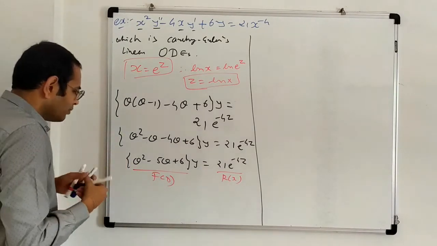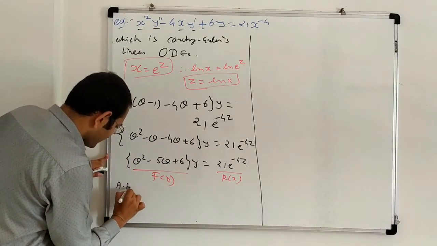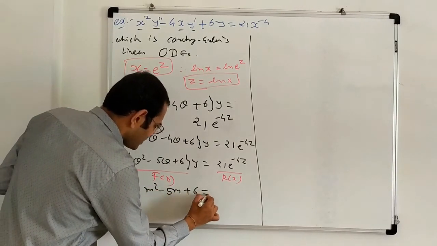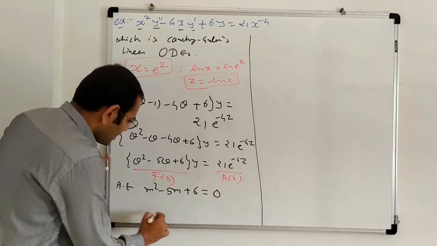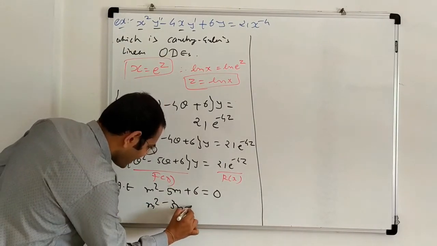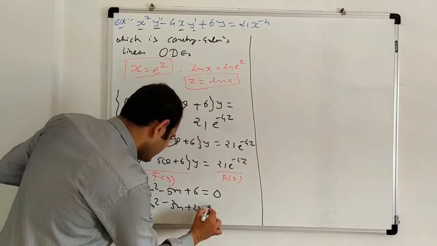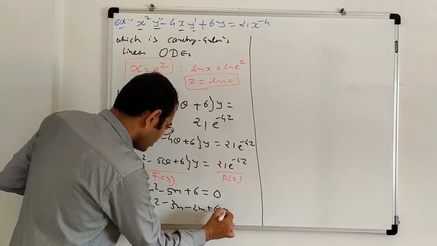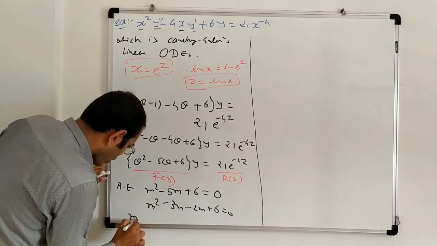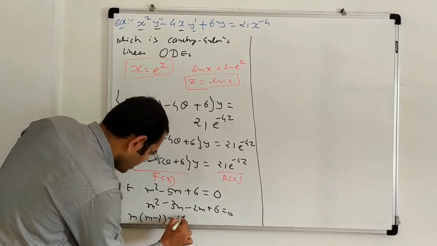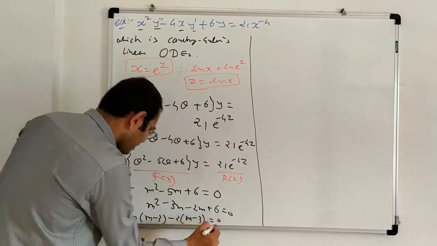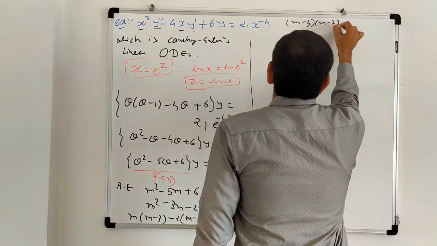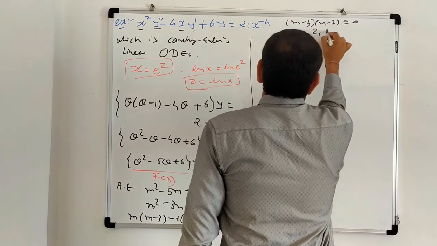Then factorize this term. Our auxiliary equation is m square minus 5m plus 6 equal to 0. Then 3 twos are 6. Then m square minus 3m minus 2m plus 6 equal to 0. In this term, m common, then we get m minus 3; minus 2 common, that is m minus 3 equal to 0. Then we get m minus 3, m minus 2 equal to 0. Then m equal to 2 and 3.